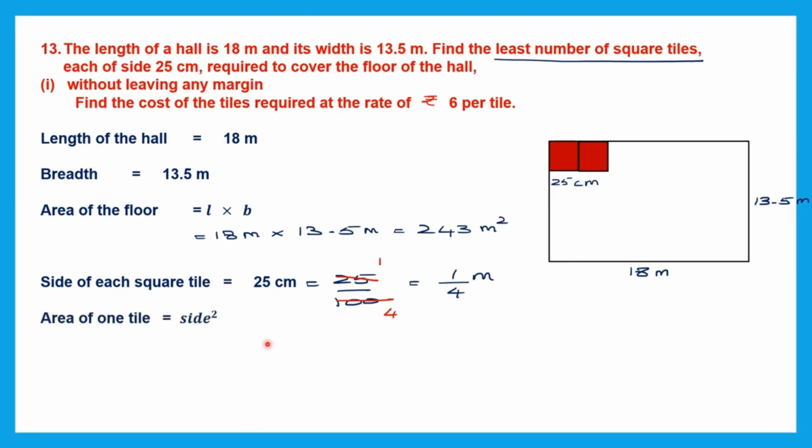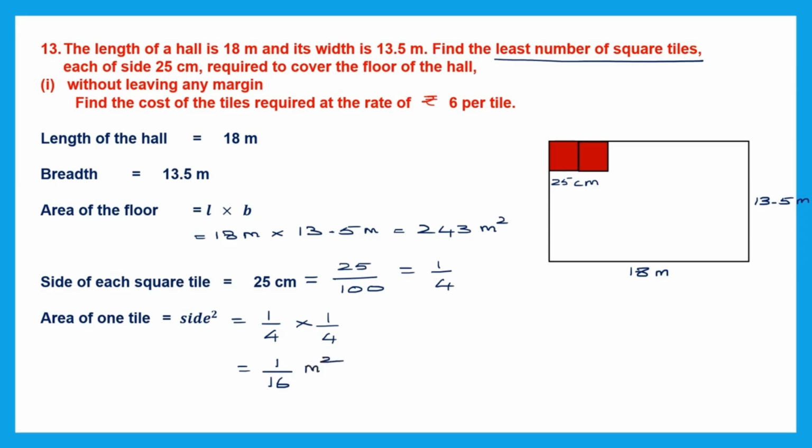So now let's find the area of one tile, side square. Side is 1 by 4. So side square will be 1 by 4 into 1 by 4. And this is equal to 1 by 4 fours are 16 meter square. So now we need to find the least number of square tiles required.